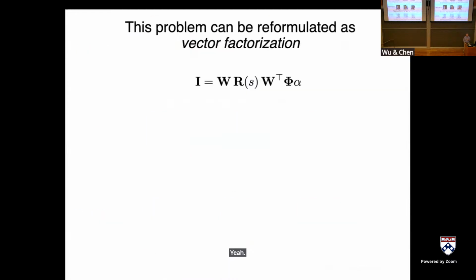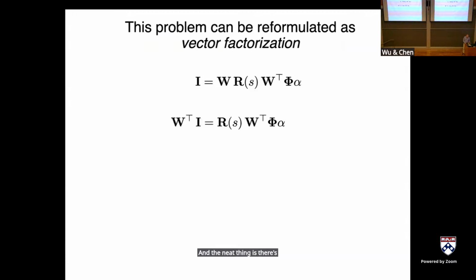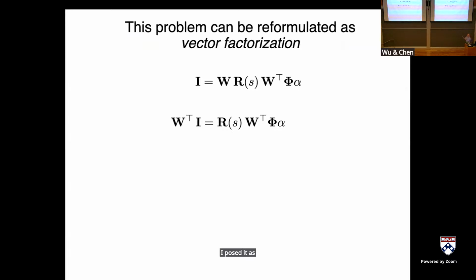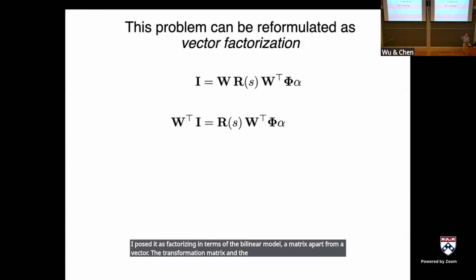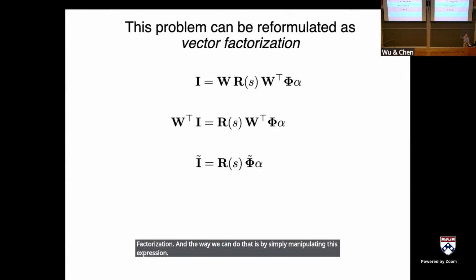Okay, so let me just talk about the factorization problem, because it's a very computationally challenging problem to solve. And the neat thing is there's a very efficient neural solution to that. The first point is that this problem we've just been going through, I posed as factorizing in terms of the bilinear model, a matrix apart from a vector: the transformation matrix and the vector representing the canonical shape. But we can actually pose this problem in terms of vector factorization instead of matrix-vector. It's really just vector factorization. And the way we can do that is by simply manipulating this expression, multiplying both sides by W transpose, and redefining some terms.